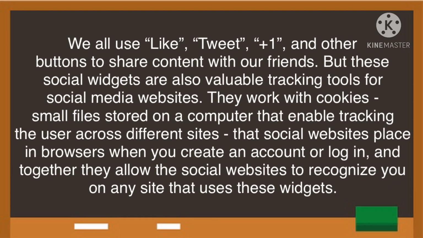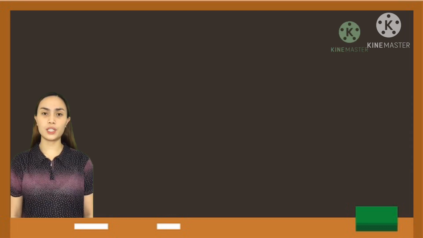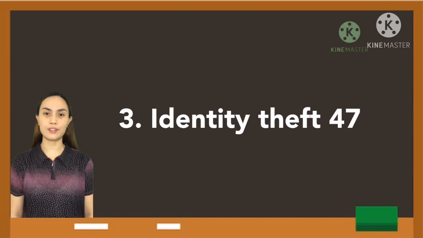And last is online social tracking. We all use the like, tweet, plus one, and other buttons to share content with our friends. But these social widgets are also valuable tracking tools for social media websites. They work with cookies, small files stored on a computer that enable tracking the user across different sites, that social websites place in browsers when you create an account or log in, and together they allow the social websites to recognize you on any site that uses these widgets.